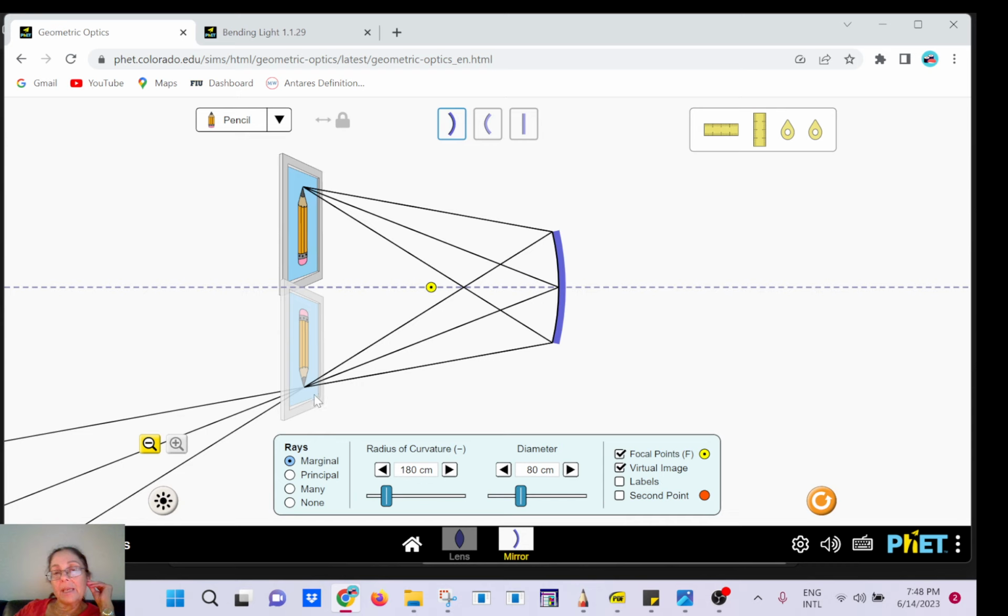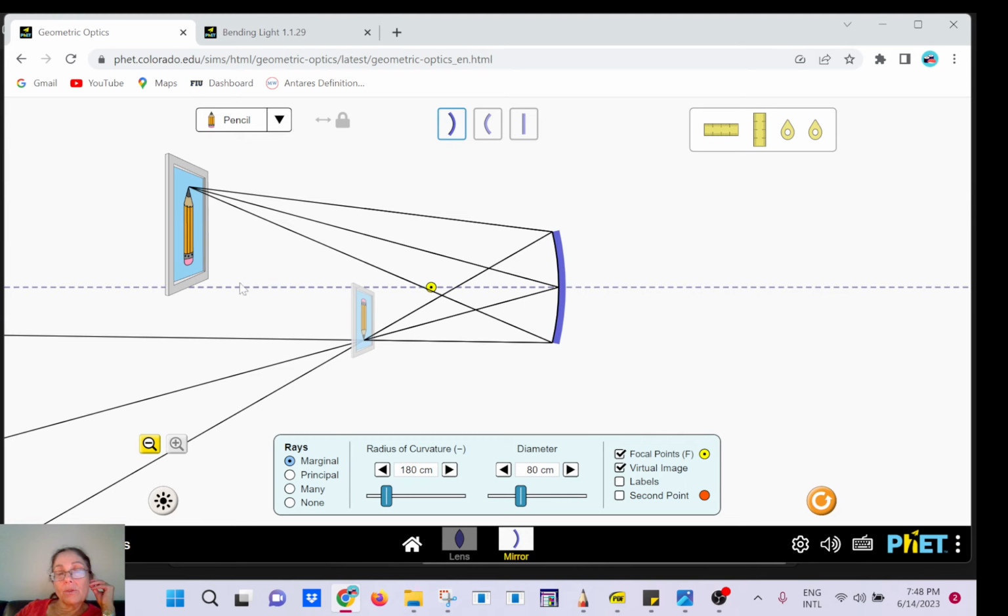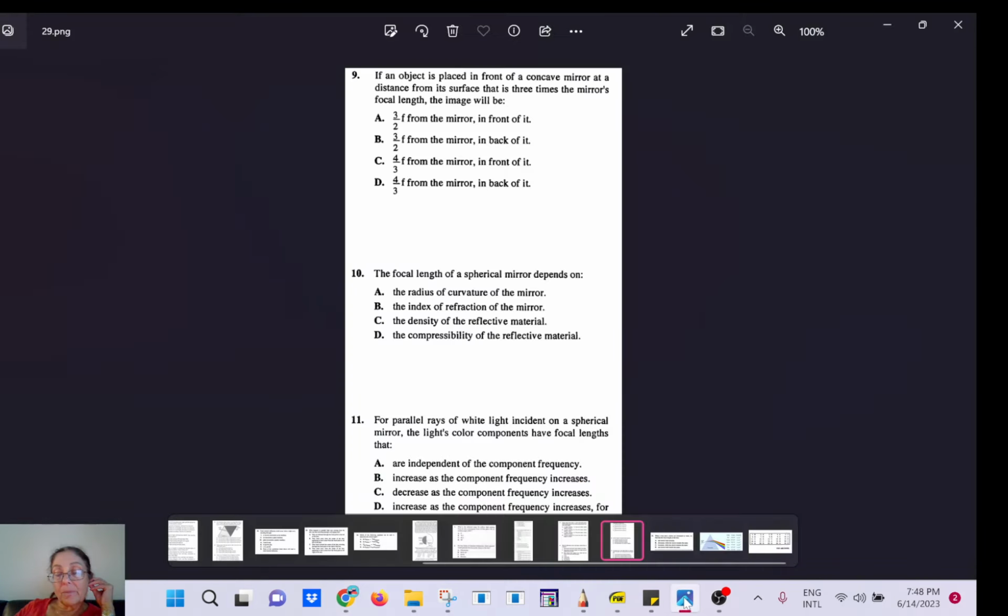In that case, you see the image and the object have exactly the same size. The image is real, can be displayed on the screen. It's upside down and they have both the same size if the object is placed at that distance here, which is twice the focal distance. Then if I move the object further away, which is about 3 times the focal distance, you have a real image in front of the mirror and it's going to be upside down. In that case, it's going to be smaller.